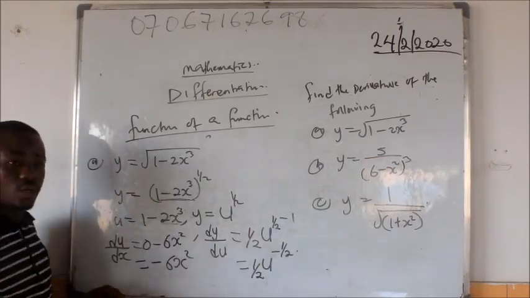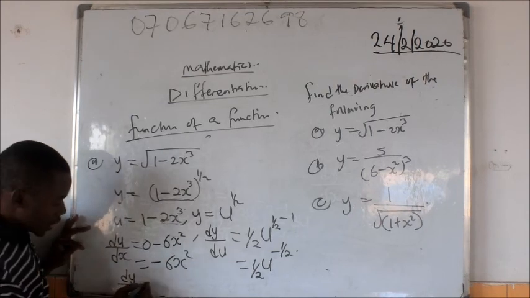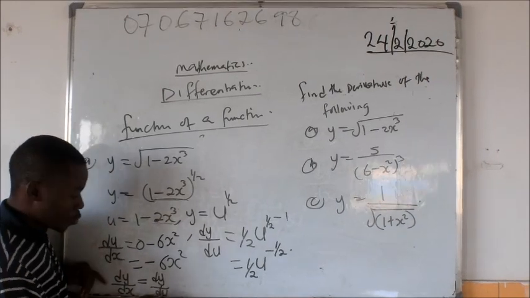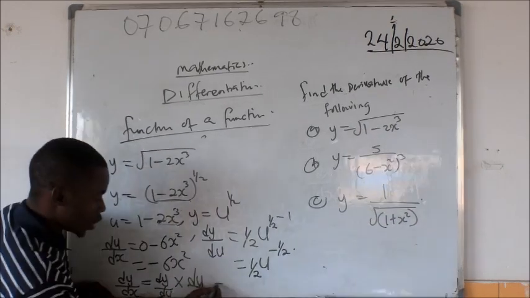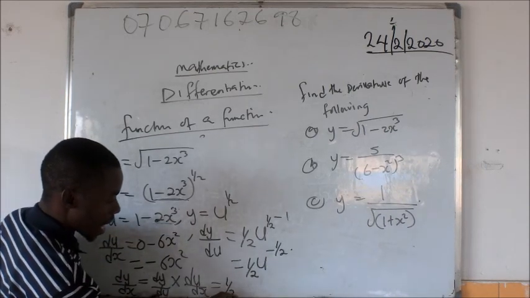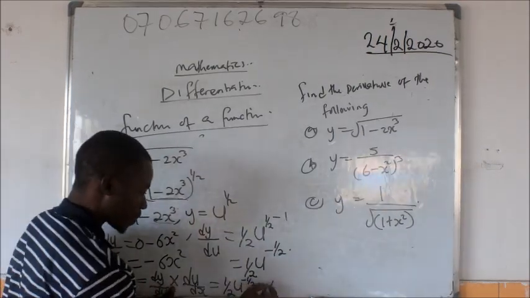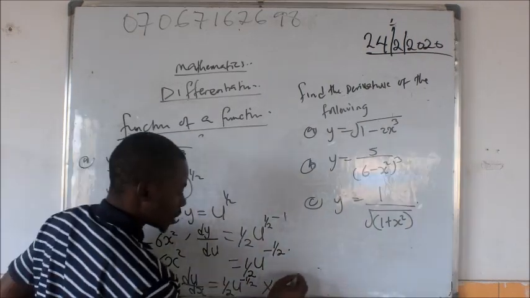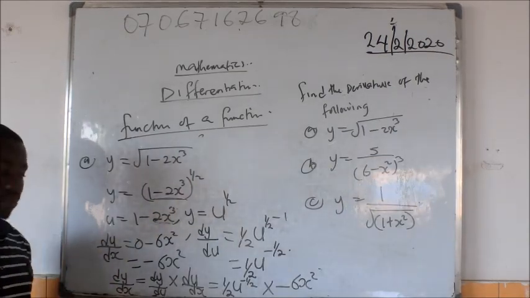Then after that, the general formula for function of a function, which we call the chain rule, is dy dx equal to dy over du multiplied by du over dx. Now let's substitute. dy du that we solved was half u raised to power minus half, multiplied by your du over dx, which is minus 6x squared. Okay, do you understand? Are we getting it?